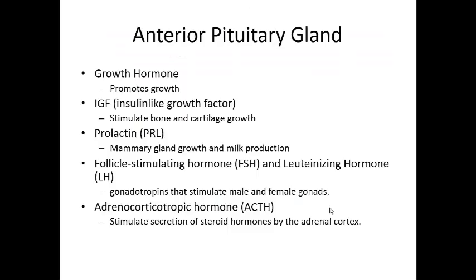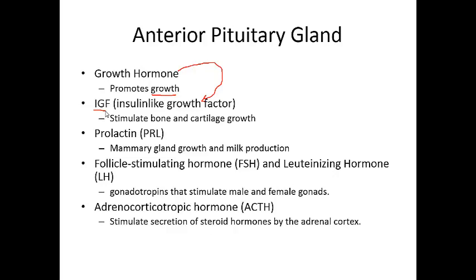The first tropic hormone is growth hormone. Growth hormone is actually both tropic and non-tropic. It's non-tropic because it stimulates overall growth within the body, particularly growth of your bones. But it's also tropic because it travels from your pituitary gland to your liver, which is then going to cause your liver to release IGF, insulin-like growth factor. IGF operates a lot like growth hormone in that it's going to stimulate growth of bones and cartilage.